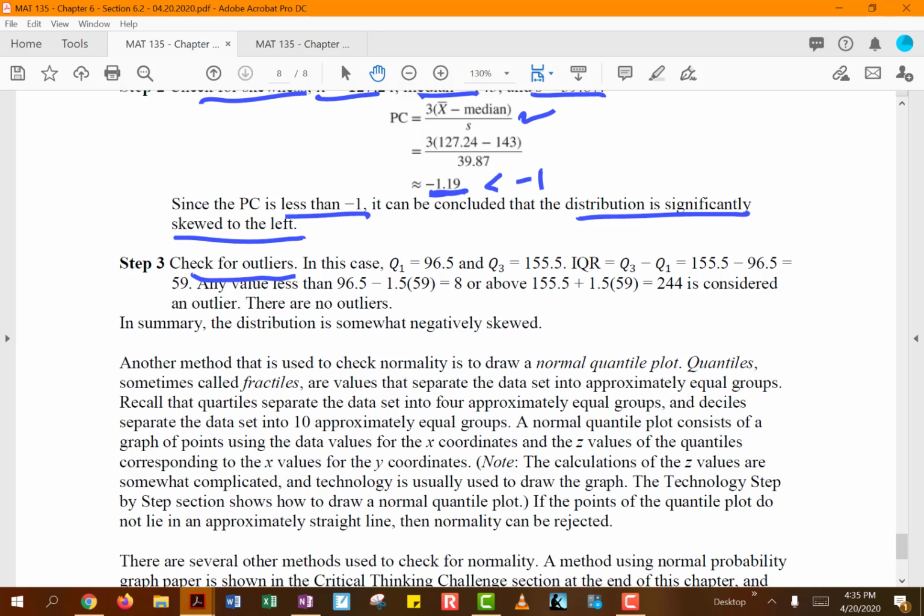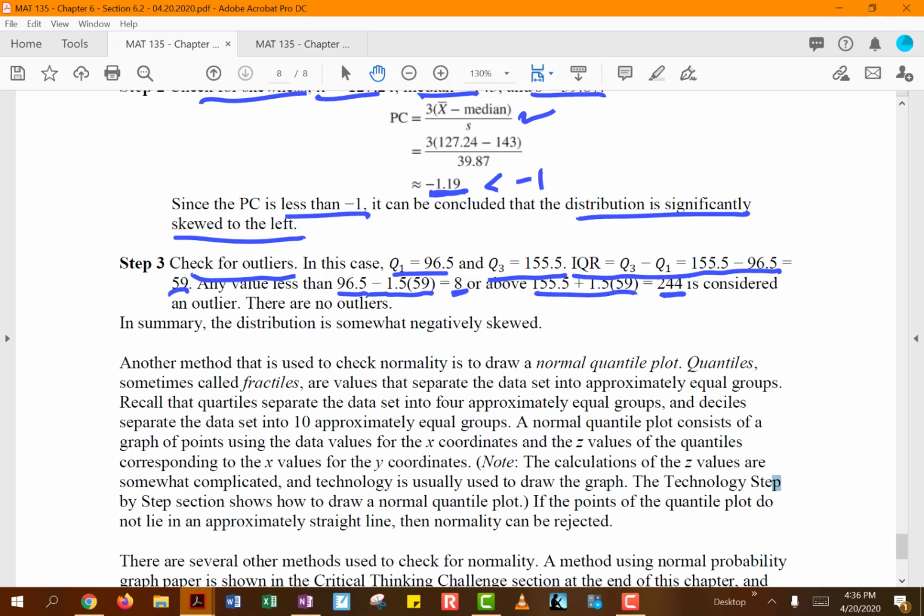Now we check for outliers. So again, we find our Q1 and Q3 values. Find the IQR by subtracting those two numbers. So the IQR comes out to be 59. And then to check for our data values, you take the Q1, which is 96.5, subtract 1.5 times 59, which is the IQR, and we get a score of 8. And then we've got 155.5, which is Q3, add 1.5 times 59, which is our IQR, and that gives us a value of 244.